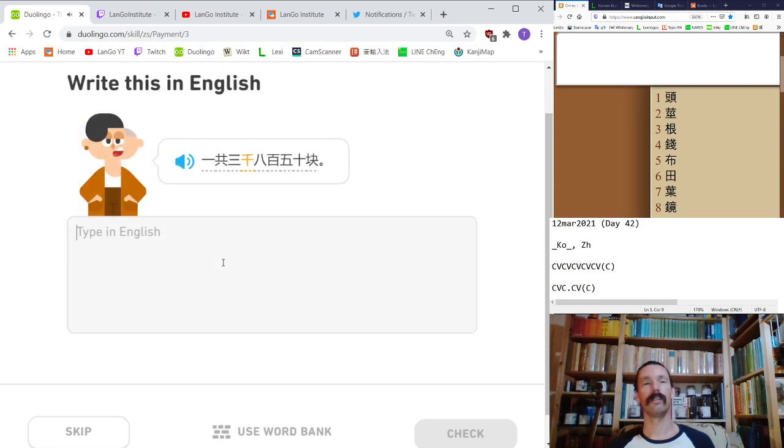一共3850块。3,850. All together is 3,850 yuan.